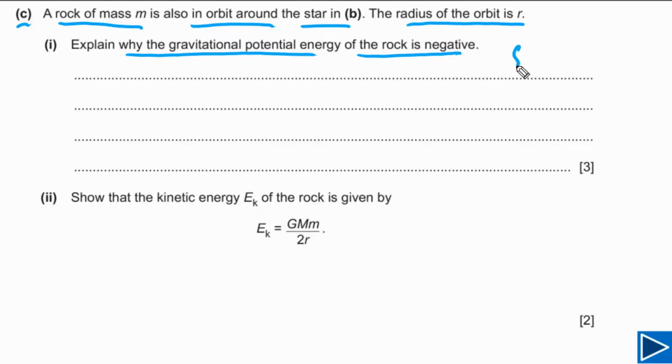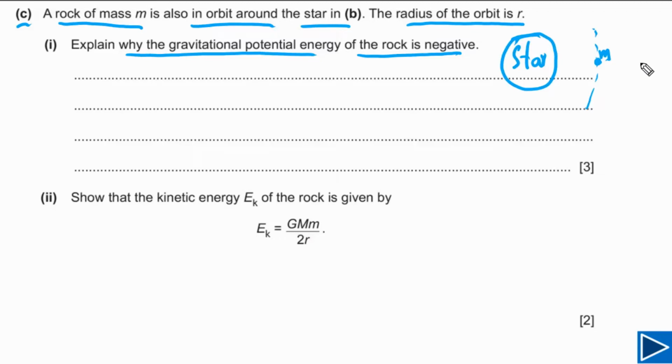Imagine that we have a star here. So this one is the star. So this is a big, heavy object, and let's say in this orbit the rock is orbiting, so this one is the rock. So simply we can imagine that this one is the rock.